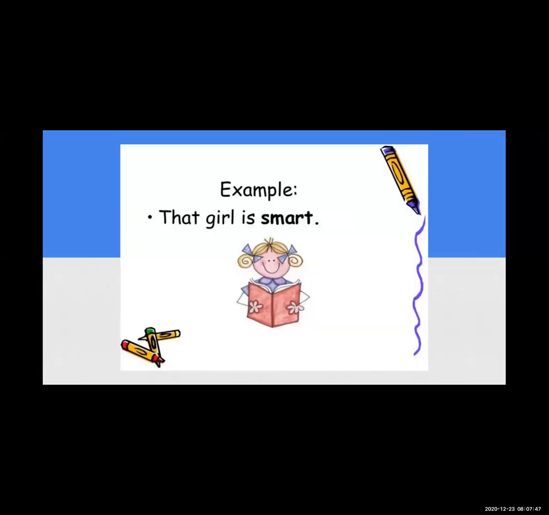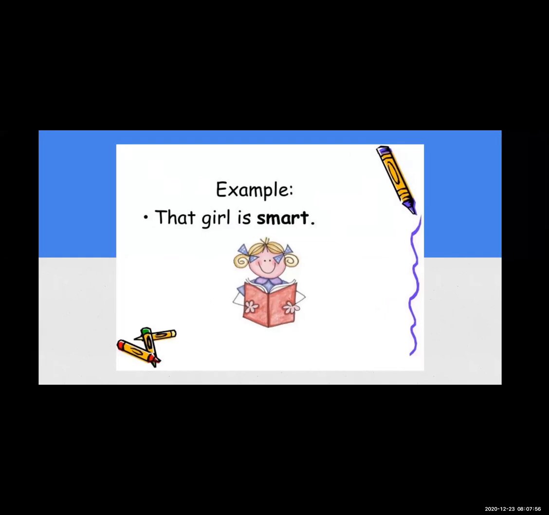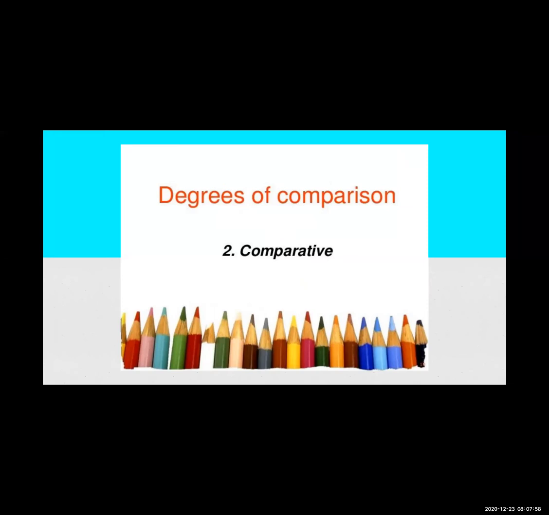Now after this positive degree, we'll move to the next part in degree of comparison, that is the second type, the comparative degree. First one was positive and second one is comparative. Now what is comparative degree? In the first one we were not comparing anything, we were just simply saying, in a simple sentence, this is big or this is small or this is good or this is bad, in the positive degree.